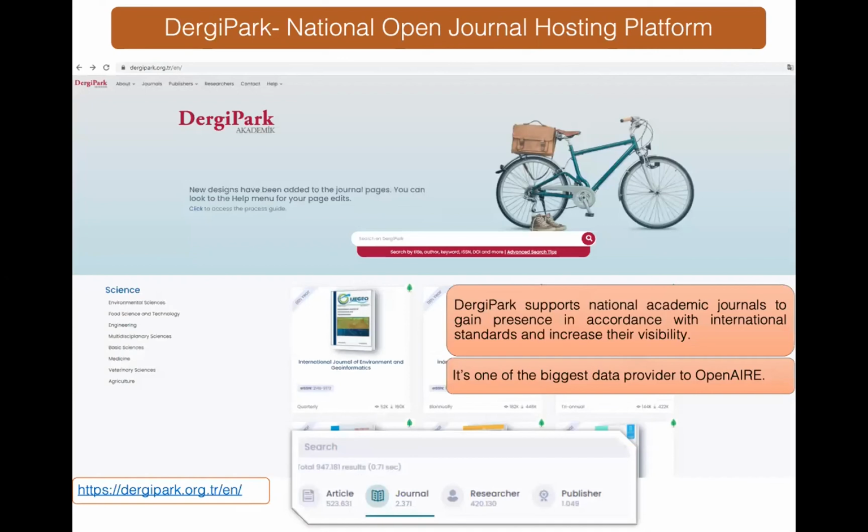Another thing is the DergiPark project. DergiPark is another important initiative during this open access journey. They are hosting more than 2,000 journals. Also, another important thing about DergiPark is that it is one of the biggest data providers to OpenAIRE.